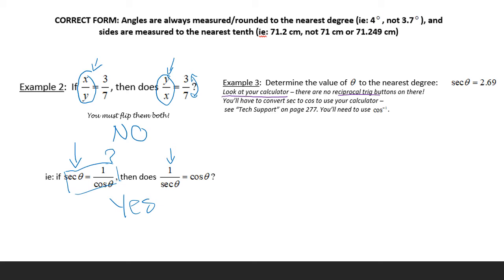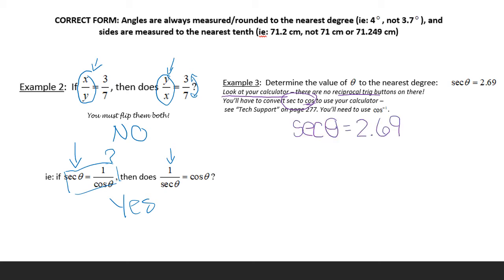So we're going to have to remember that secant is related to cos, right? They're reciprocals of each other. Since we don't have a secant button on our calculator, but we do have a cos button, we're going to have to somehow change this into cos so that I can use my calculator. On your textbook, page 277, there's some tech support there if you need help with what we're about to do here. So secant theta equals, let me rewrite that down here below because I'm kind of crowded.